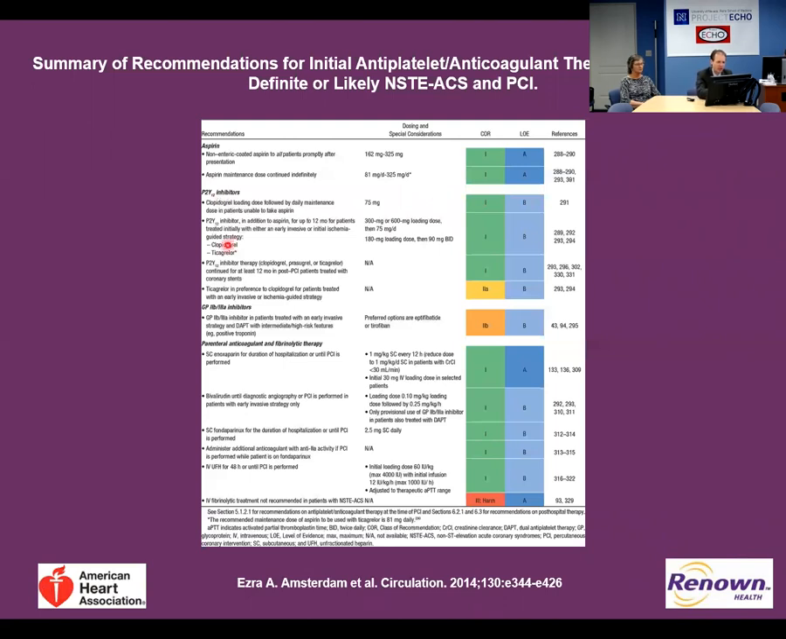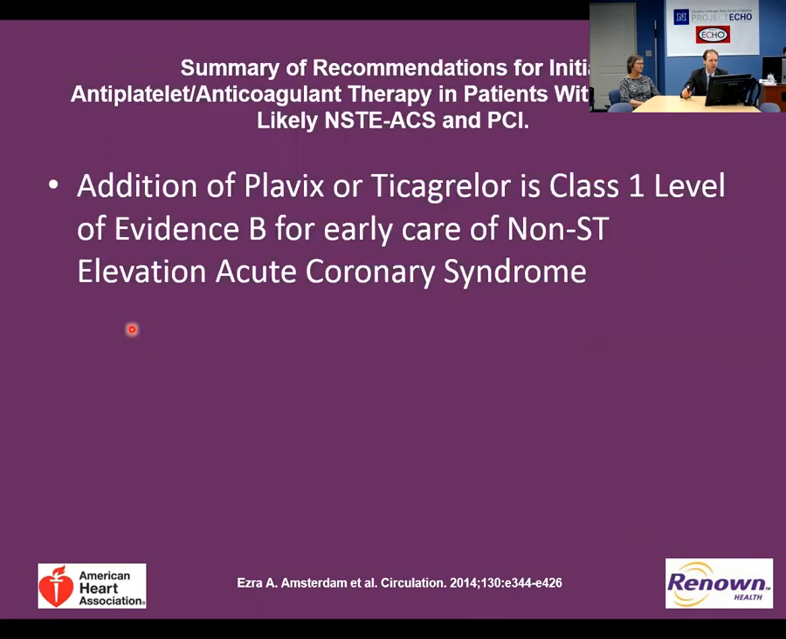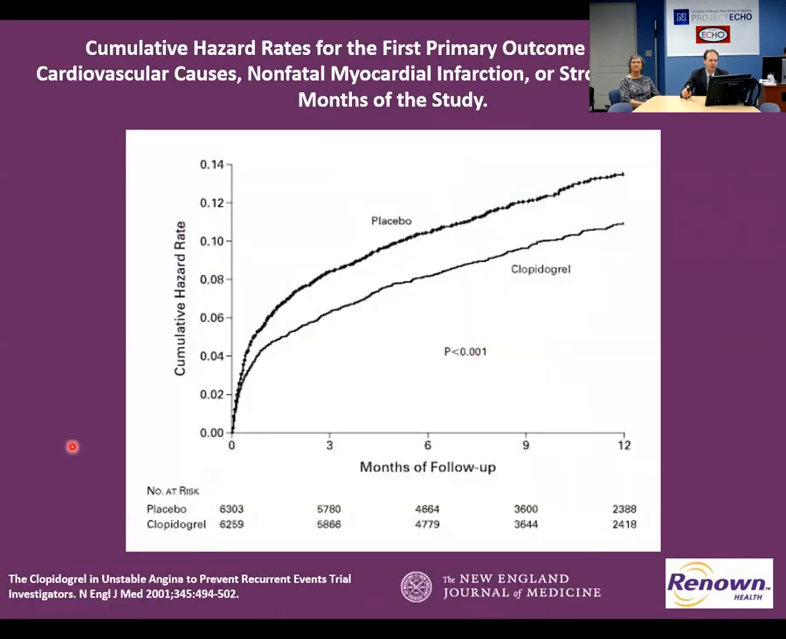Plavix, ticagrelor, or prasugrel. They're all in there, and they're all very good agents for helping people live through a heart attack. So, Plavix or ticagrelor. So here's the original study that shows the effectiveness of Plavix over placebo, and this really transformed, I think, a lot of the care of acute coronary syndrome.